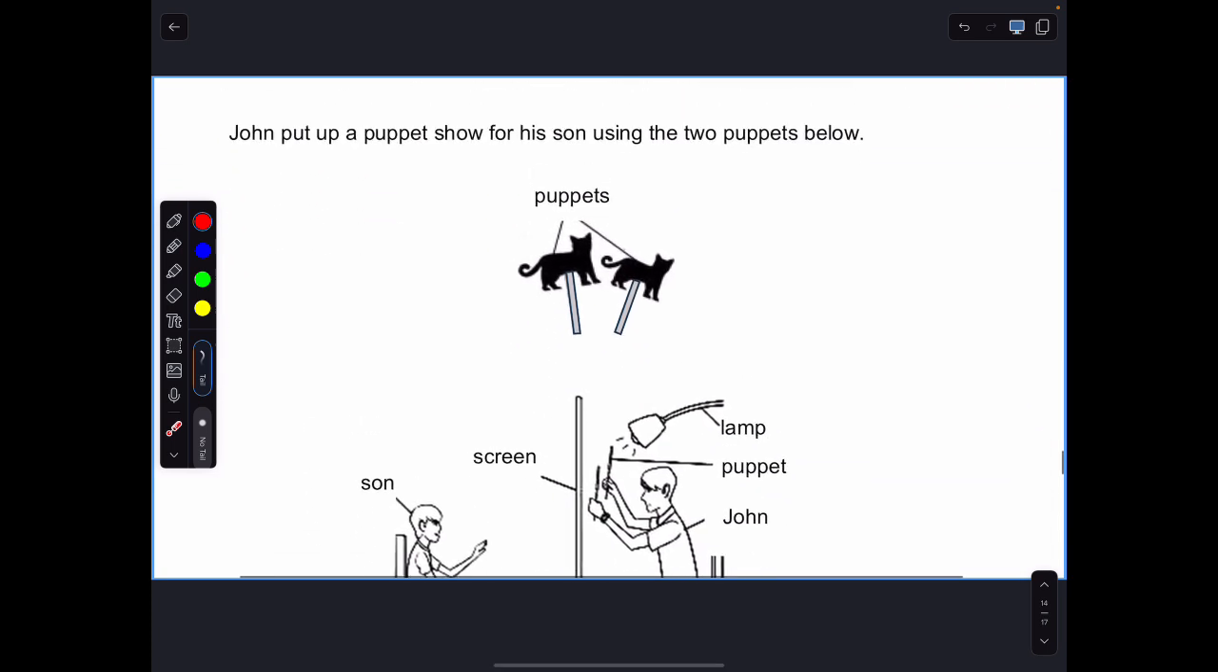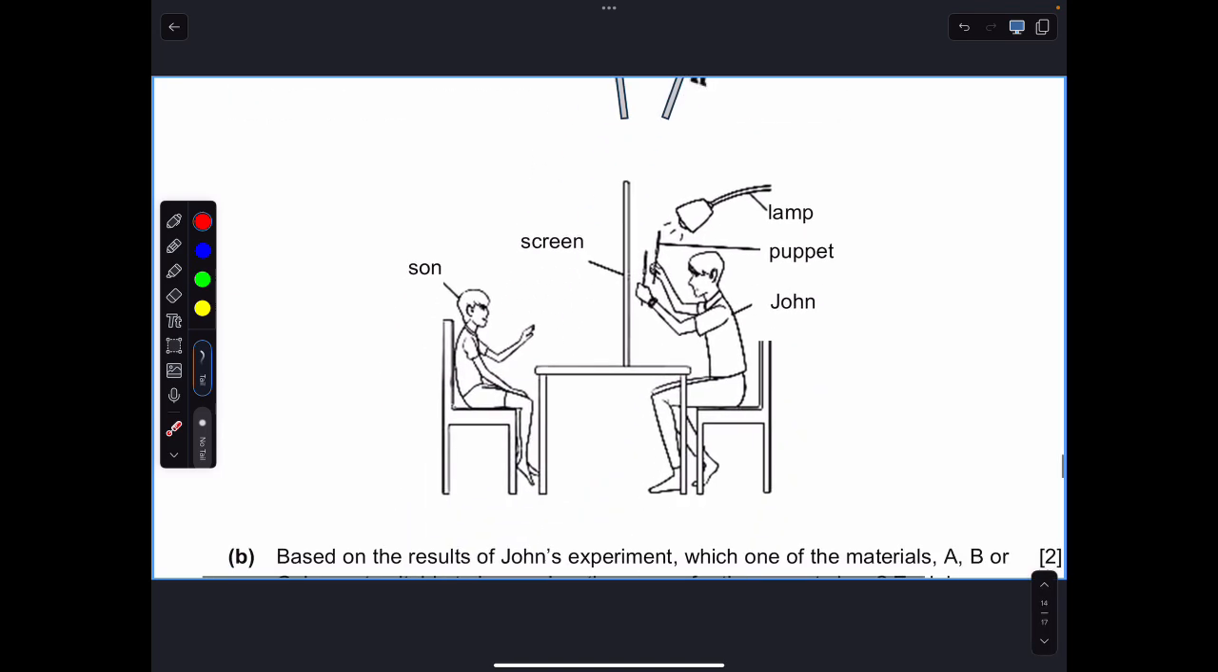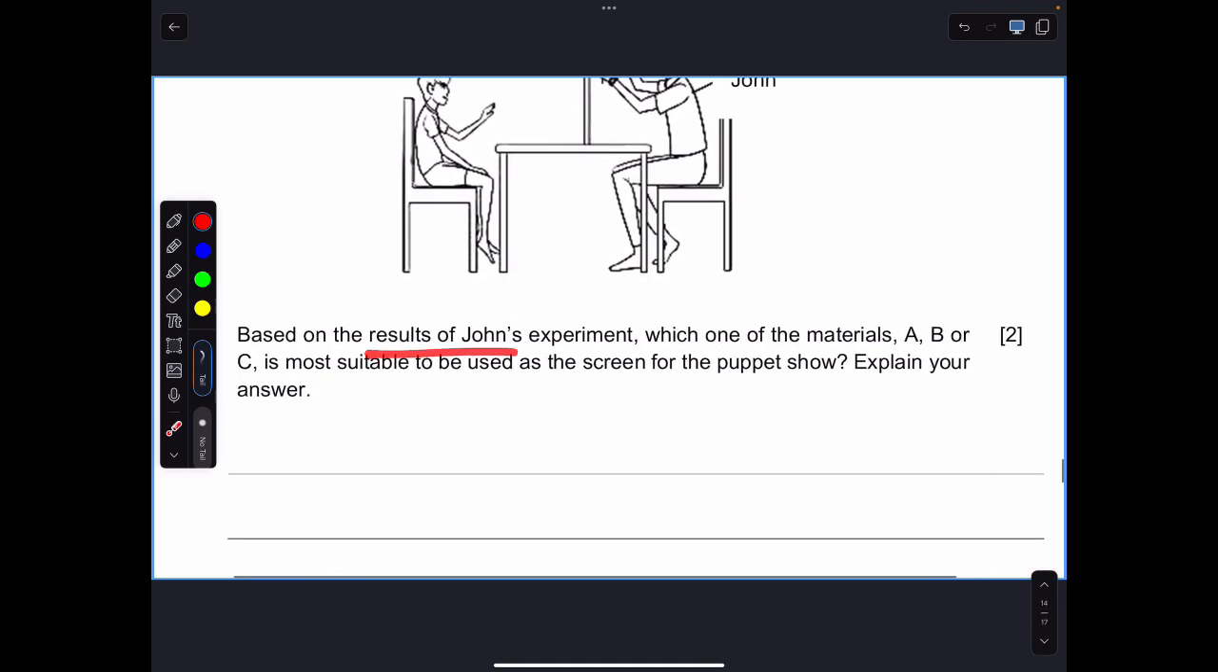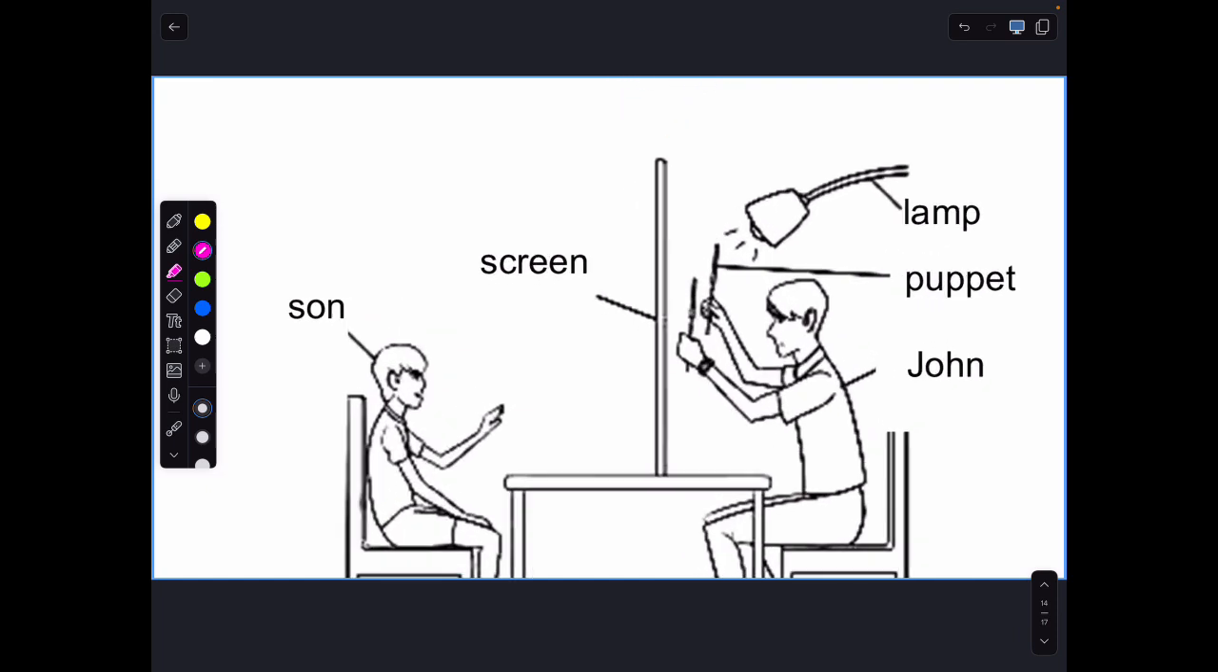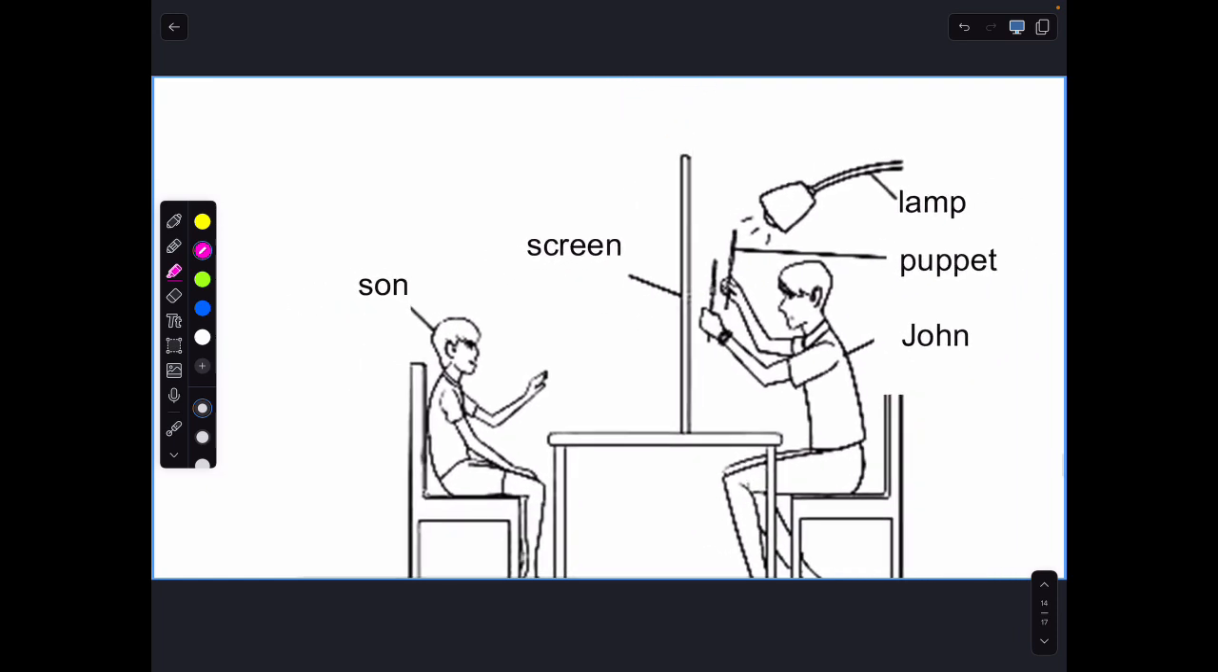This one. John put up a puppet show for his son using two puppets below. Based on the results of John's experiment, which of the materials A, B, or C is most suitable to be used as a screen for a puppet show? Explain your answer. Now this is a bit more complicated. To understand this, you must first look at the situation. So they say the screen.